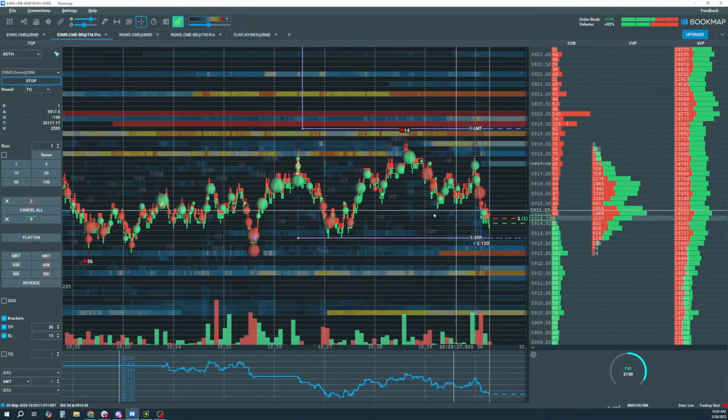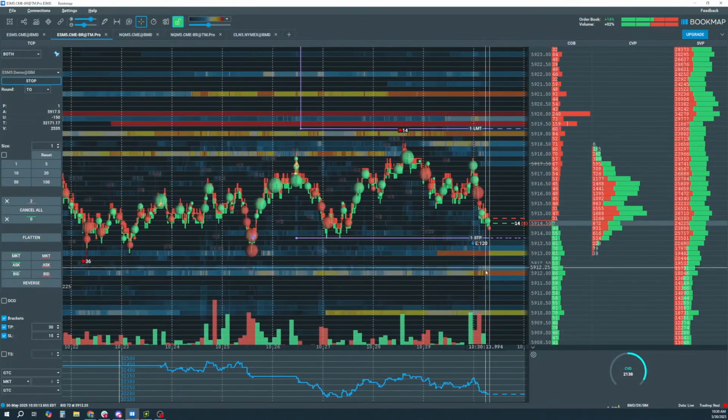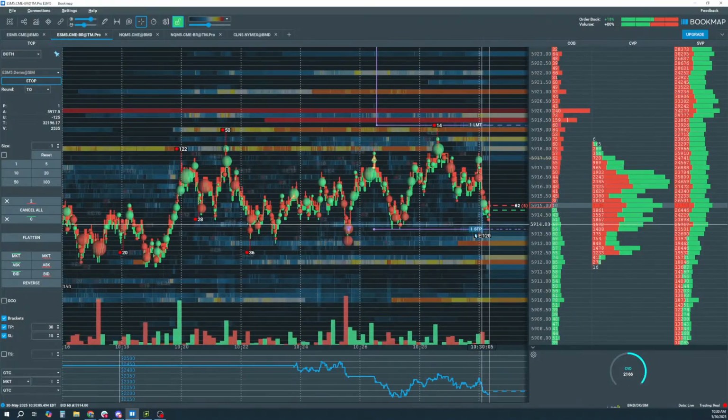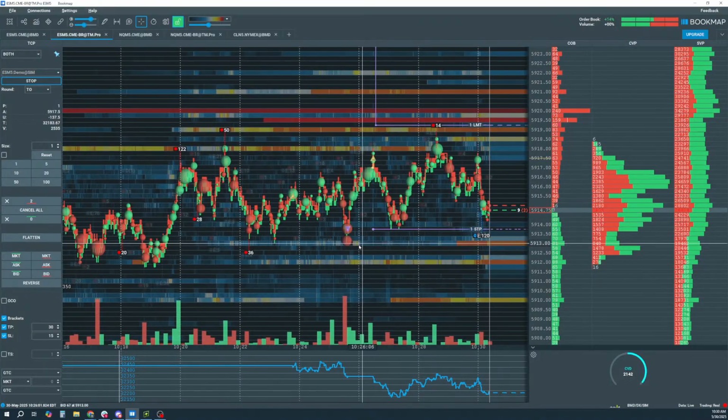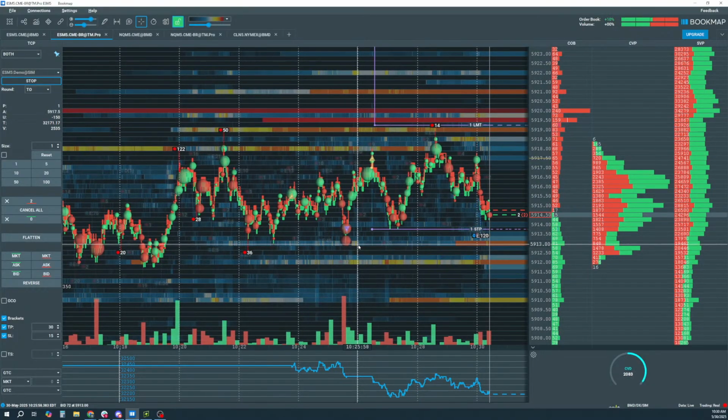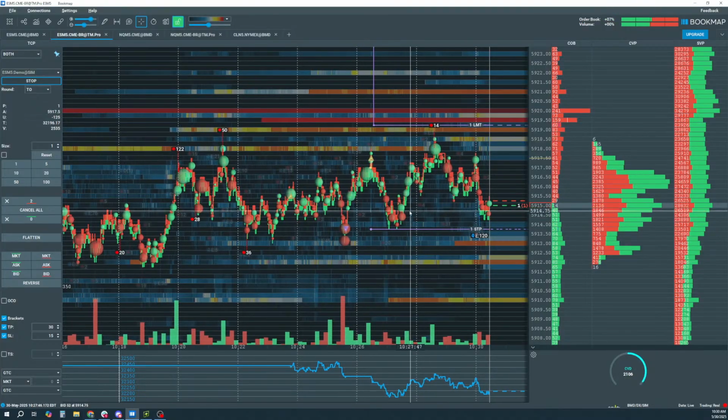Okay, so there's our probe again down to here. Okay, so it looks like it's probably going to go a little bit lower here and probe into 13, I imagine here, maybe 12.